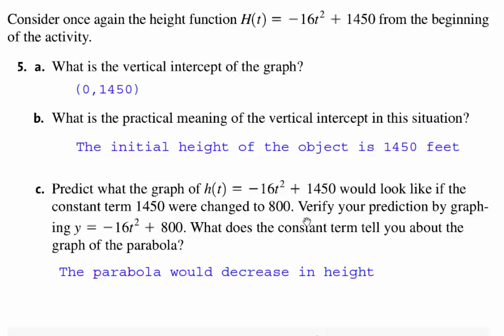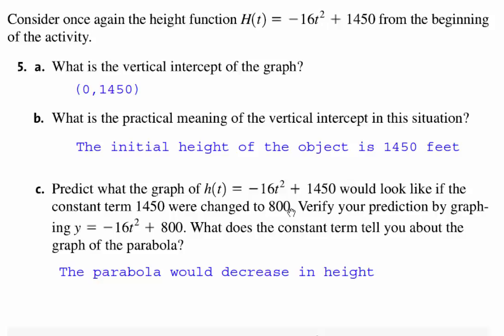Next, we're asked, predict what the graph would look like if we change the 1,450 feet to 800. Well, if you think about that, if the c term is the initial height, and we change the initial height from 1,450 to 800, that's equivalent to lowering the Sears Tower. The Sears Tower, that building is 1,450 feet. If we were to change that number to 800, it would make the tower shorter. So I would expect our parabola to look shorter.